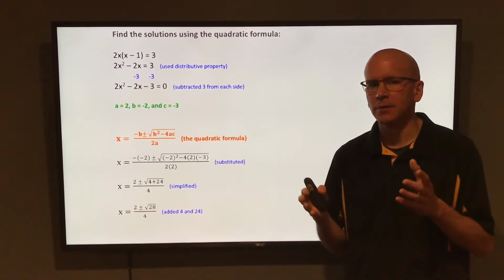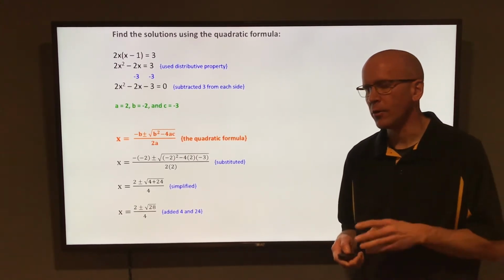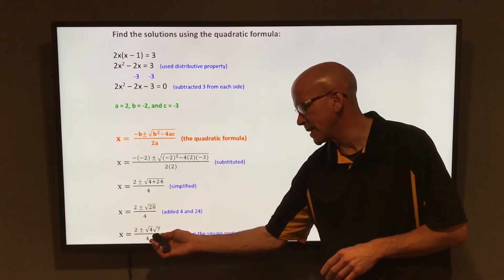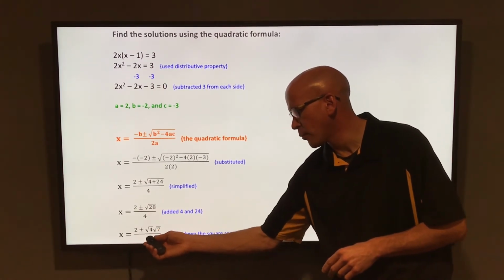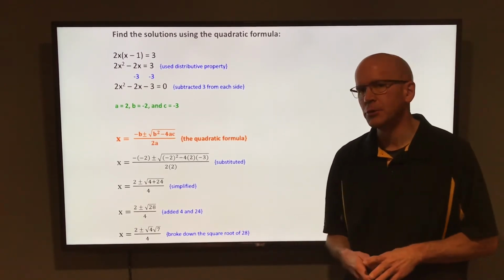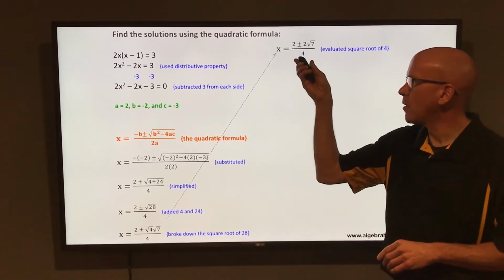What factor of 28 is a perfect square, has a perfect square root? 4. So you could break that square root of 28 into the square root of 4 times the square root of 7. So it's 2 plus or minus the square root of 4 times the square root of 7, all over 4. The square root of 4 is 2. So it'd be 2 plus or minus 2 times the square root of 7, all over 4.